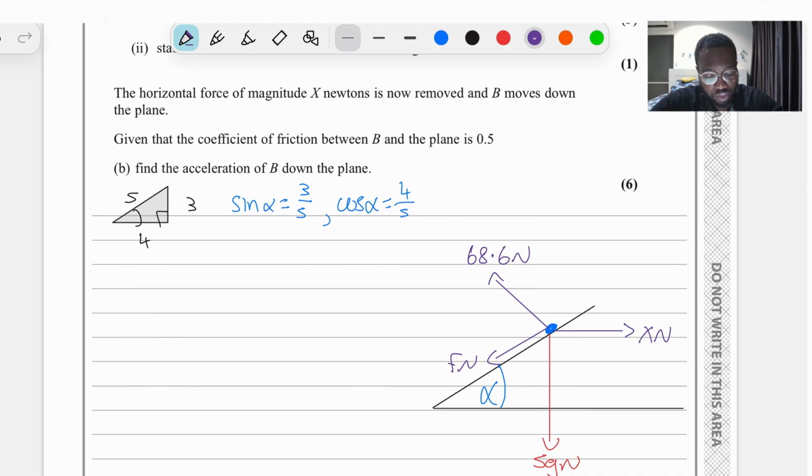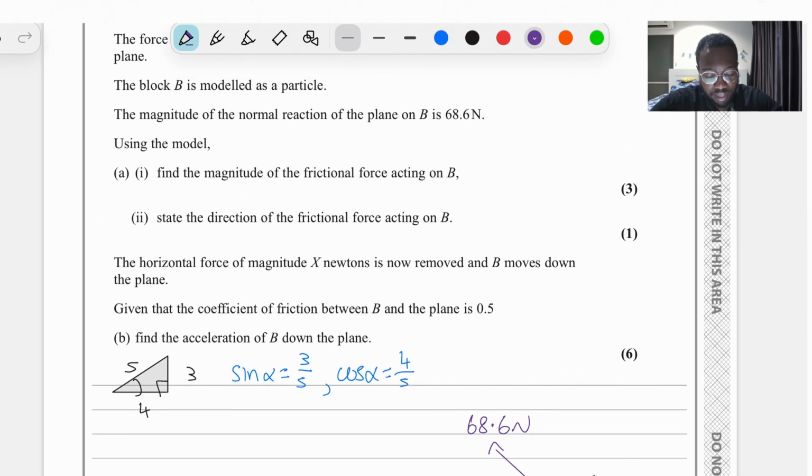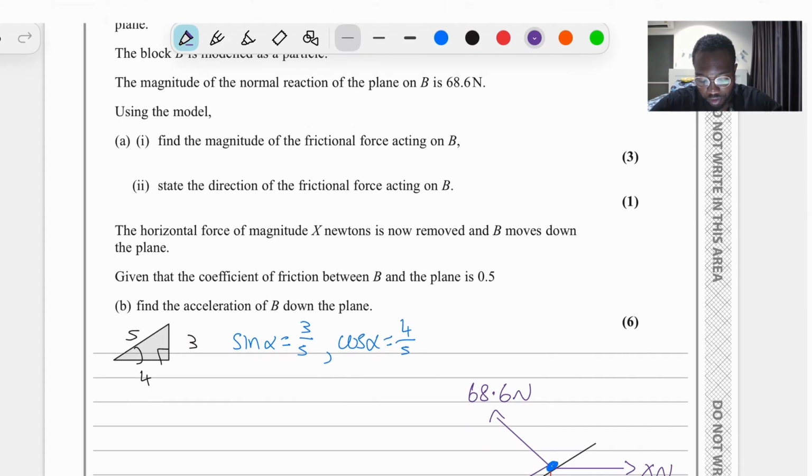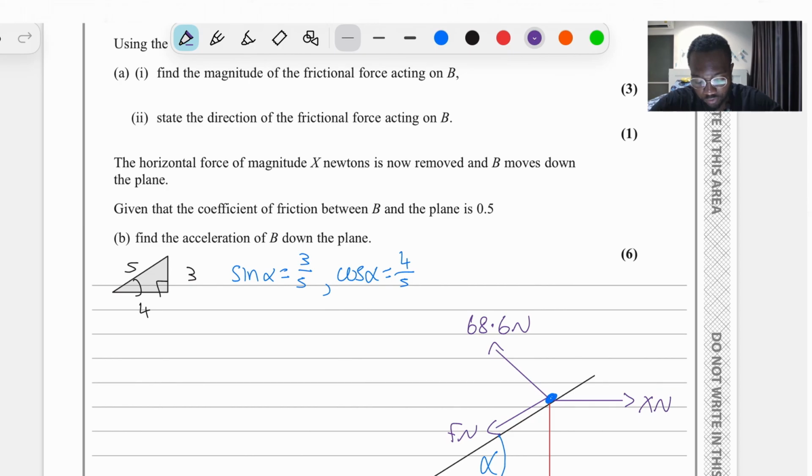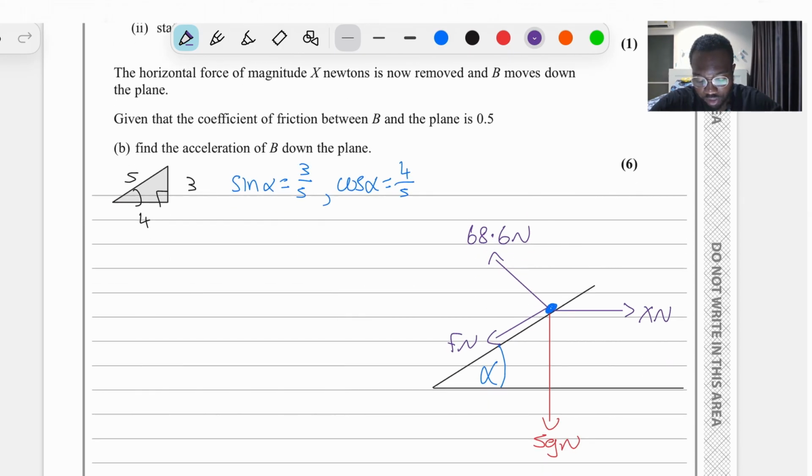And the first question is, we define the magnitude of the frictional force acting on B, and then state the direction of the frictional force. So first of all, let's work out the magnitude. Let's think about working that out. We need to resolve some forces. So there's two forces we want to consider.